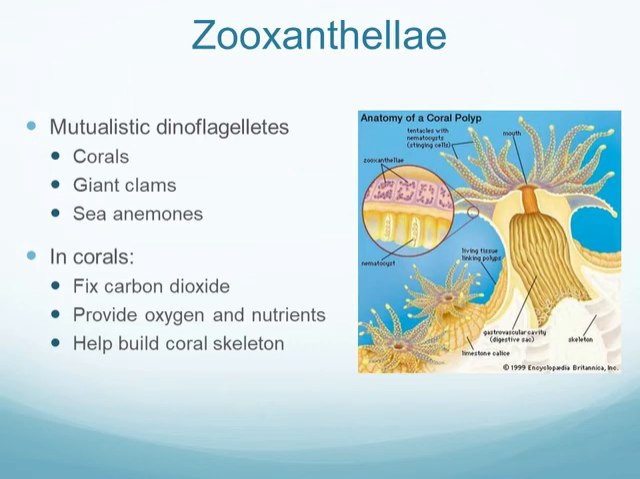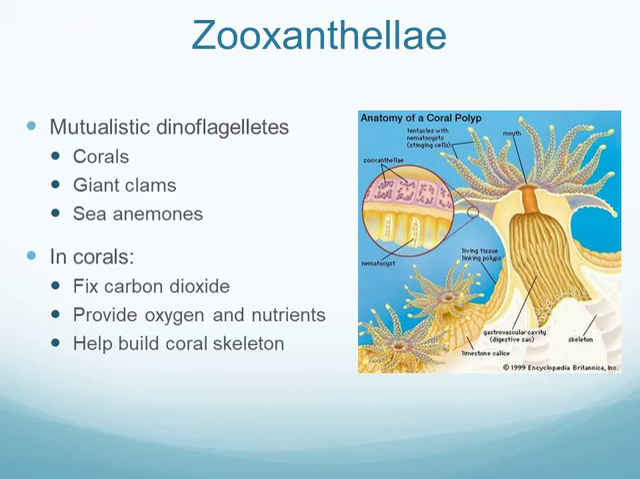All right, and then you have others that are known as zooxanthellae. Zooxanthellae are dinoflagellates that are found within corals, giant clams, and sea anemones. And these guys have a mutualistic relationship with the other organism. So on the right hand image there, you can see the zooxanthellae cells, which are purple, and they are found within the skin of the coral polyp.